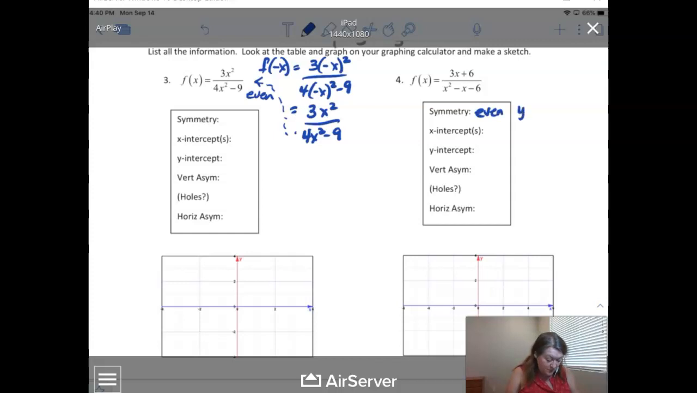So we have even symmetry. That means it folds over the y-axis. That means once I do the right side, I can already figure out what the left side looks like. And that's the y-axis. That's not some vertical line anywhere else. It's just the y-axis. All right.